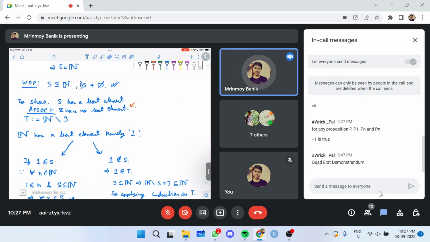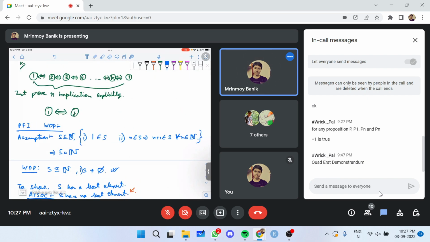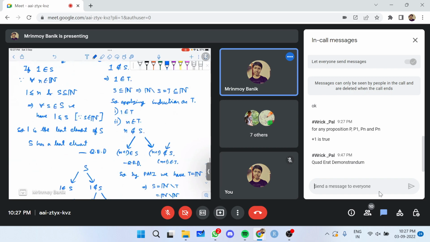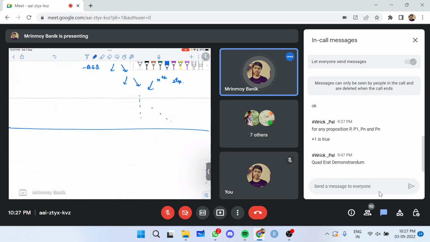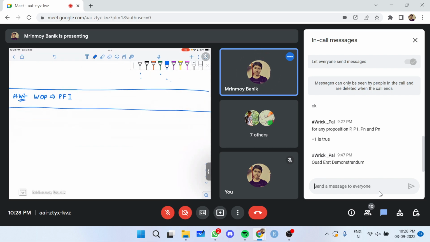So this is basically the proof why the well ordering principle is implied by induction. Try to prove the other way around as your homework. Show that WOP implies the principle of induction, the weaker one, I mean.